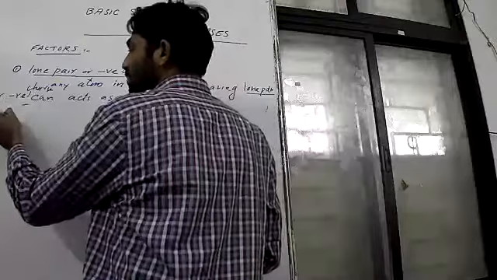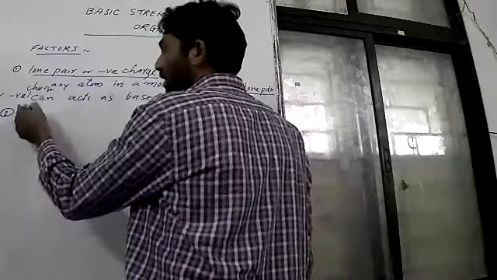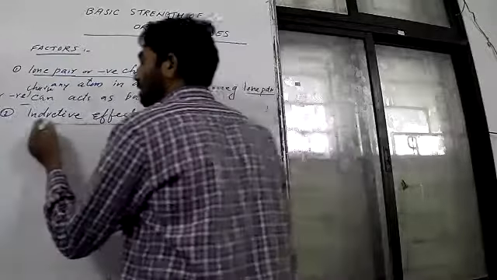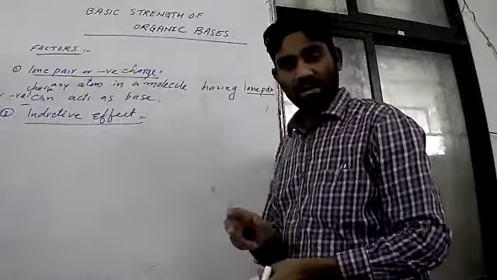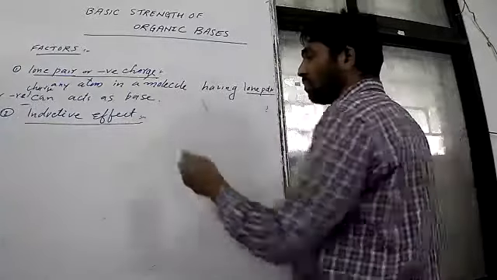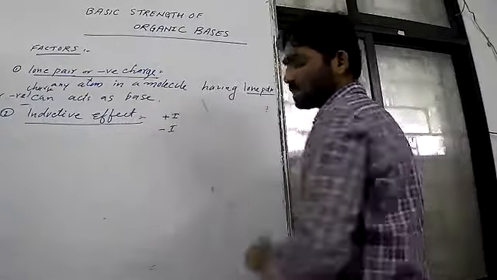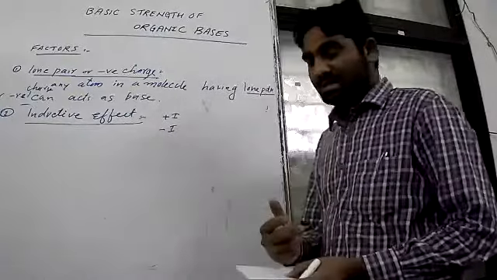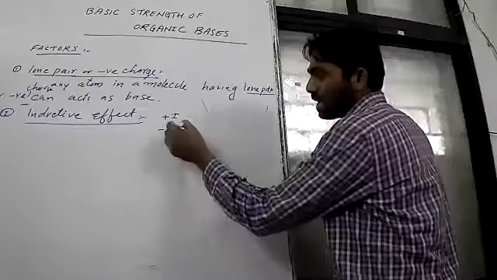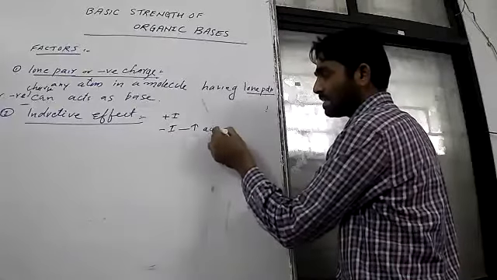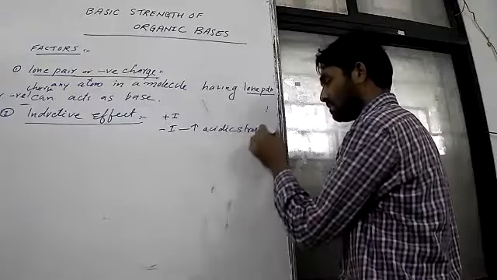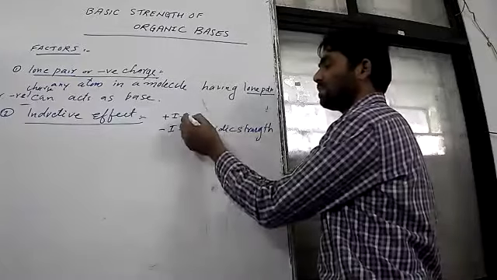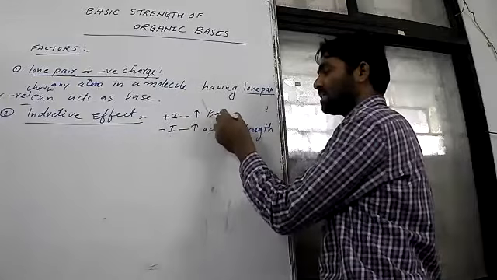Next point is the inductive effect. There are two inductive effects: negative inductive effect, minus I, and positive inductive effect, plus I. In the previous lecture about the strength of acids, we learned that a minus I group increases acidic strength, isn't it? Yes. So what will we say for this?